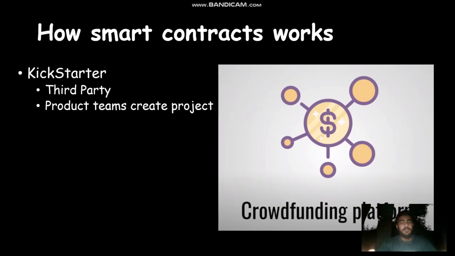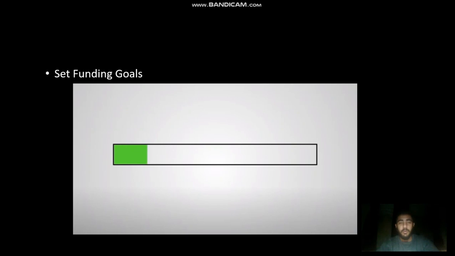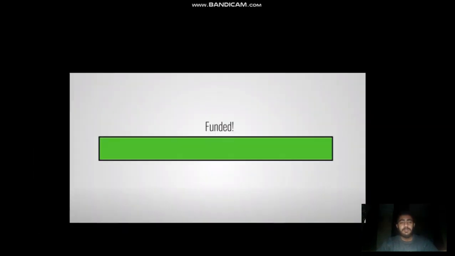In order to understand the smart contract, we will compare it with an existing online platform like Kickstarter. You may have learned about that, which is an online third-party crowdfunding platform where the product team creates their project, sets their funding goals, and gets their funds from there.